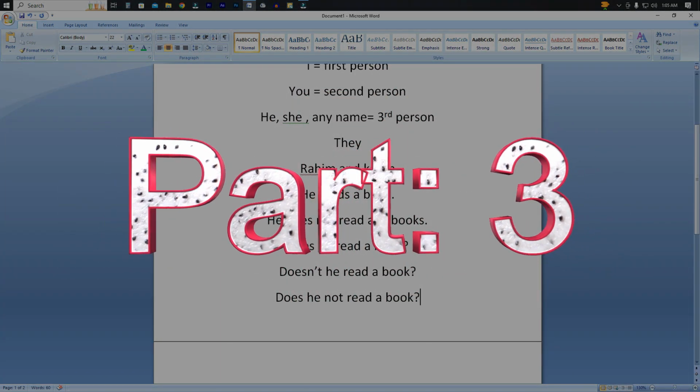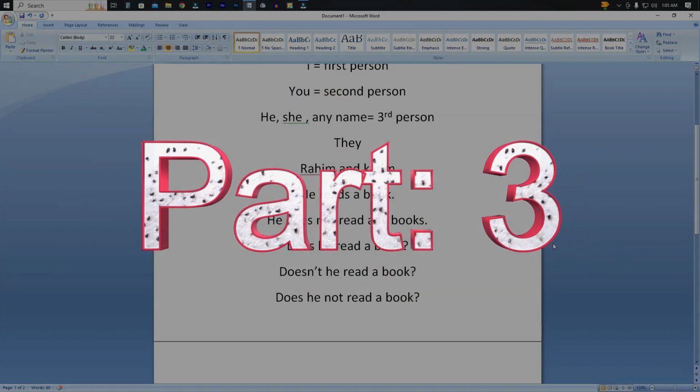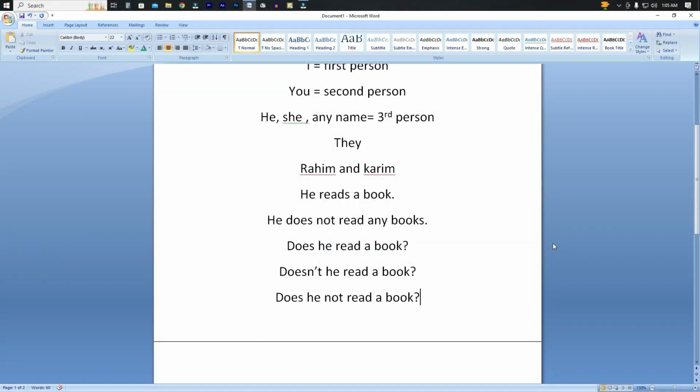The first sentence, "He reads a book," is an affirmative sentence because it does not include any negative words such as n't, not, no, never. So there are no such words like that. And the second one, "He does not read any books." Here the sentence includes the negative word not. That is why this sentence is a negative sentence.